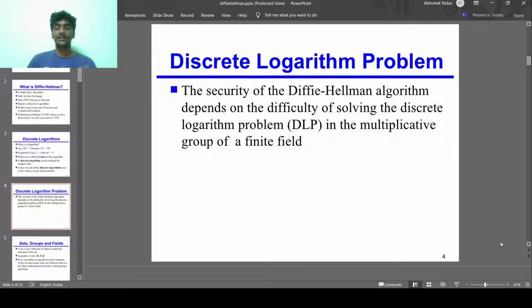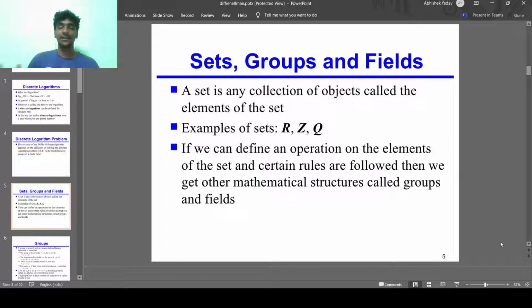So, what is the advantage of the discrete logarithm problem? The security of the Diffie-Hellman algorithm depends on the difficulty of solving the discrete logarithm problem, commonly referred to as DLP, in the multiplicative group of a finite field. We will come back to this. We will move forward and see what this means once we are comfortable with groups in finite fields. So moving on, we have sets, groups, and fields.